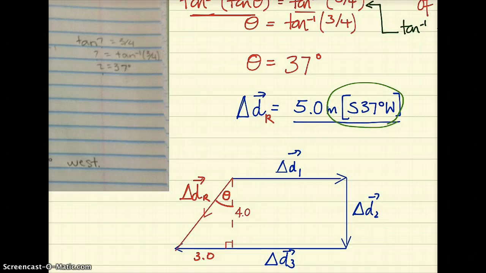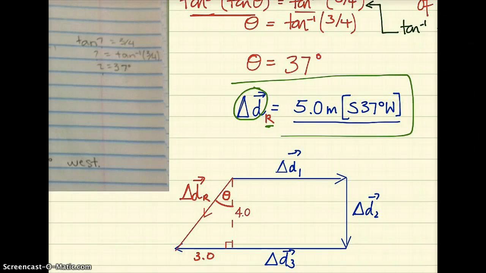Capital S for south, 37 degrees west. So this answer here is what we're looking for. I've used the notation delta D is just displacement, and then I put a little r here for resultant displacement. The resultant is what we call the overall displacement. So this is how I'd like you to show it.